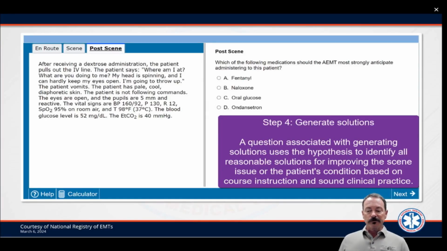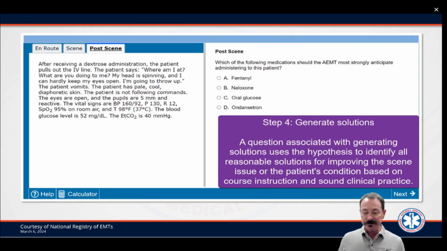After receiving a dextrose administration, the patient pulls out the IV line. And now the patient says, "Where am I at? What are you doing to me? My head is spinning and I can hardly keep my eyes open. I'm going to throw up." The patient vomits. Now, the patient has pale, cool, diaphoretic skin. They're not following commands. Their eyes are open and the pupils are 5 millimeters and reactive.